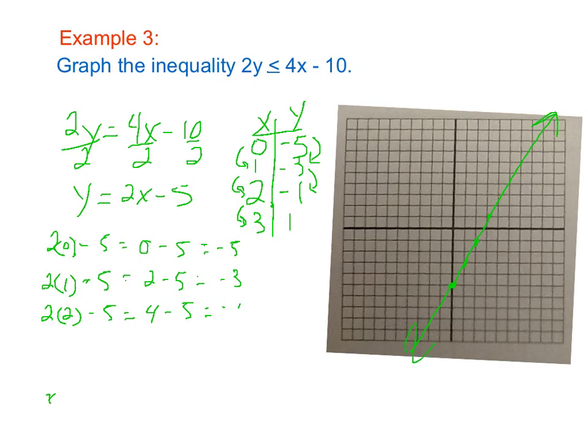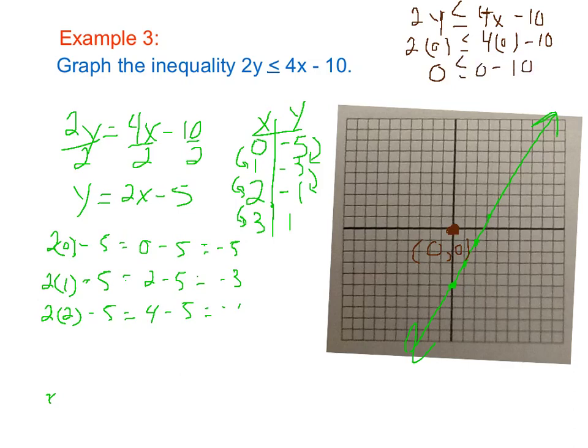Okay, now that our boundary line is done, I'm going to pick a point that's not on the boundary line. I'm going to do the origin. That'd be easy to plug in, 0 for x and 0 for y. So when we do that, we've got 2y less than or equal to 4x minus 10. So if I put 0 in for y, 0 in for x, I should label here, this is the origin, 0, 0. We get 0 on the left. We get 0 minus 10 there, and is 0 less than or equal to -10?